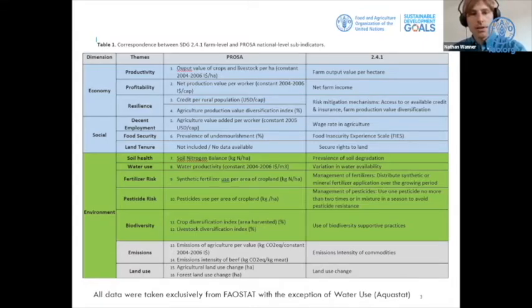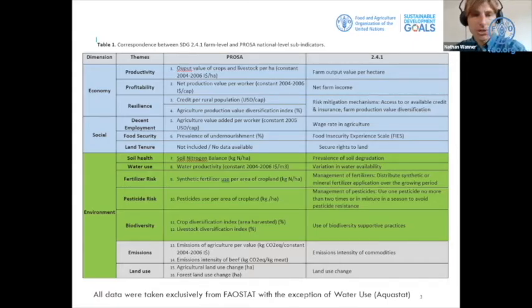So I can go through the indicators, at least listing them. At least the progress towards sustainable agriculture column. So we have three dimensions that we're looking at. We have the economic, social, and environmental dimensions.